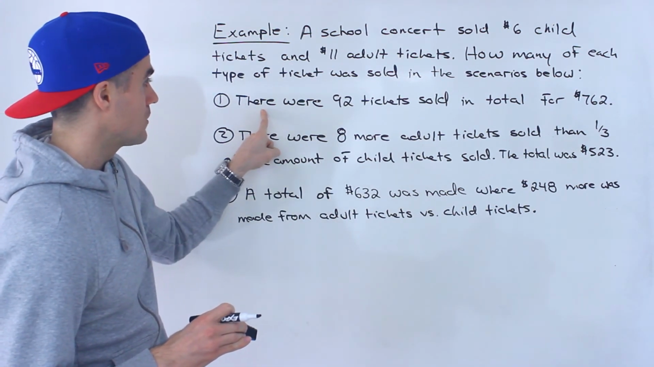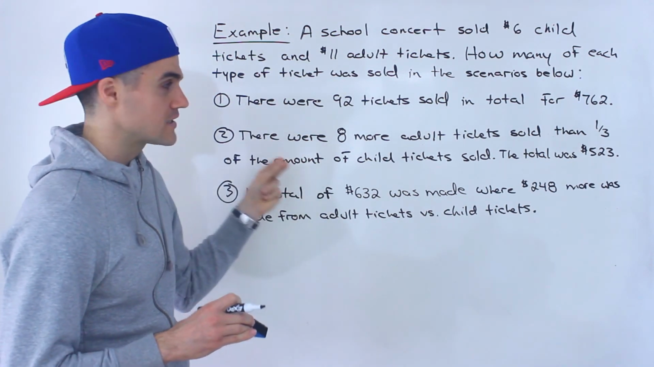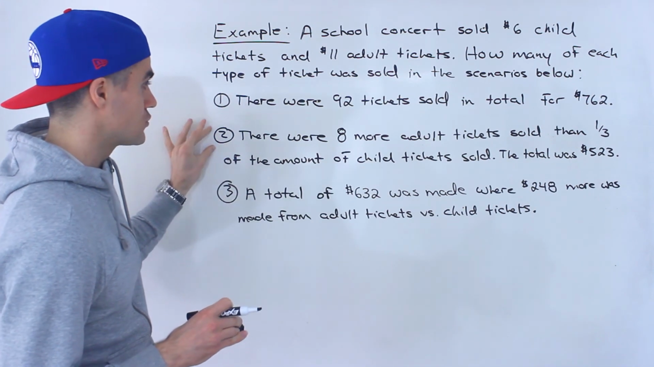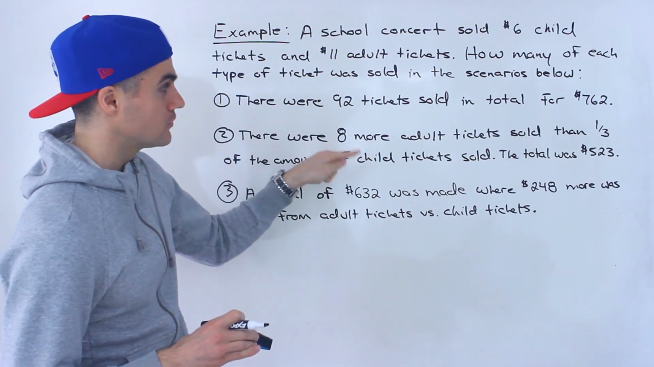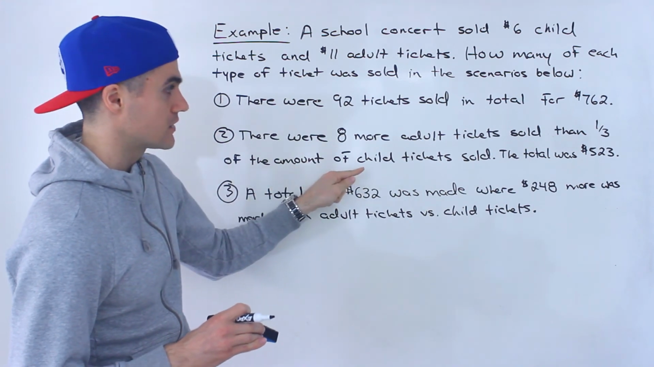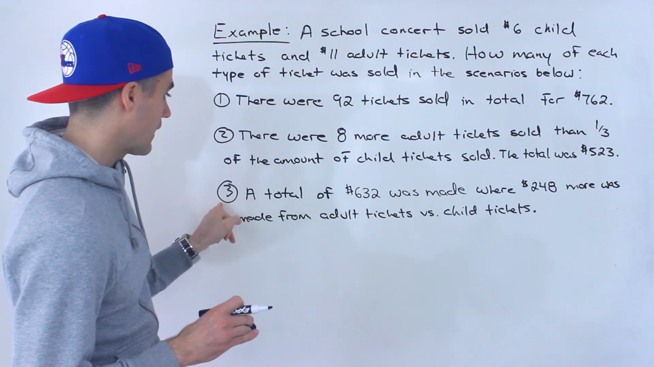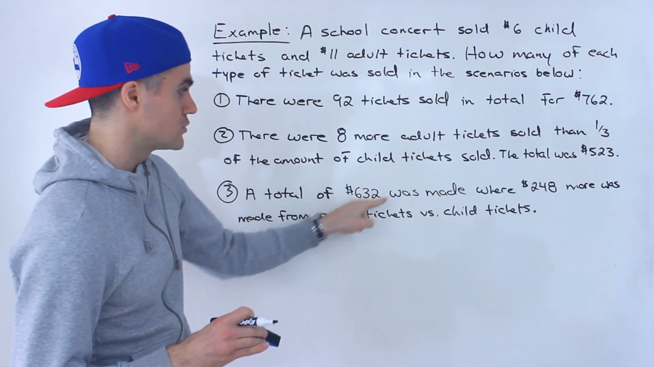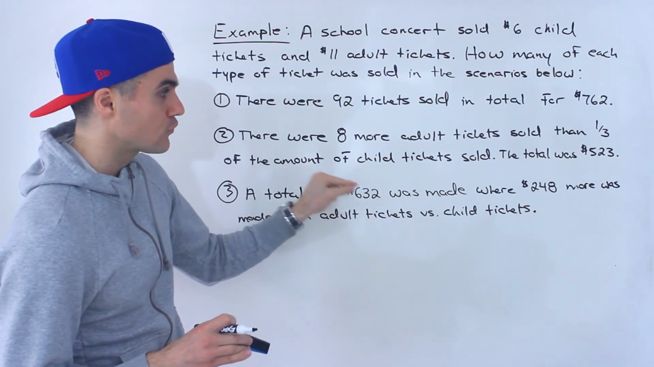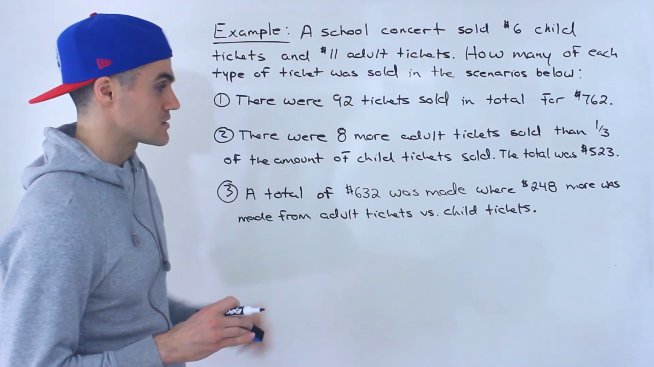So the first scenario, there was 92 tickets sold in total for $762. Number two, there were 8 more adult tickets sold than 1/3 of the amount of child tickets sold. And the total was $523. And then number three, a total of $632 was made, where 248 more was made from adult tickets versus child tickets.